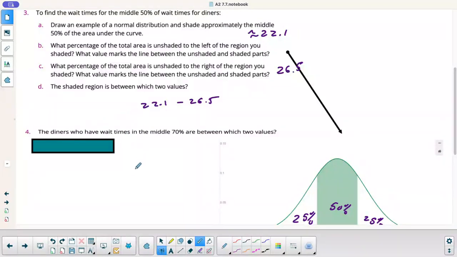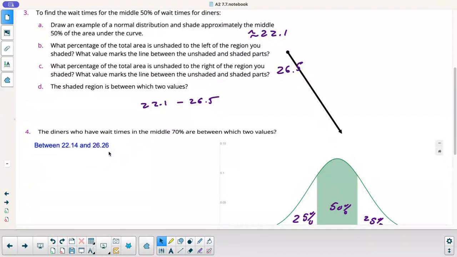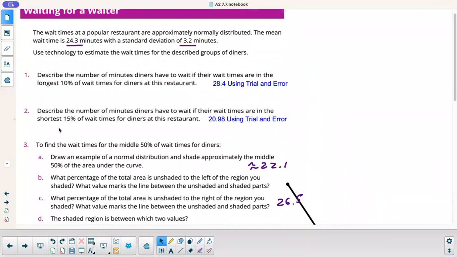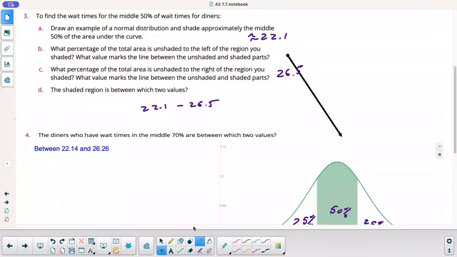All right, the diners who have wait times in the middle 70% are between which two values? You could trial and error this on your graphing utility. For the sake of time, I just did it, and that's what you would get. Just make sure these values are equidistant from your mean. So if I did 23 and 24.3, I should get the same value: 24.3 minus this, and then this minus 24.3 should get the same value.